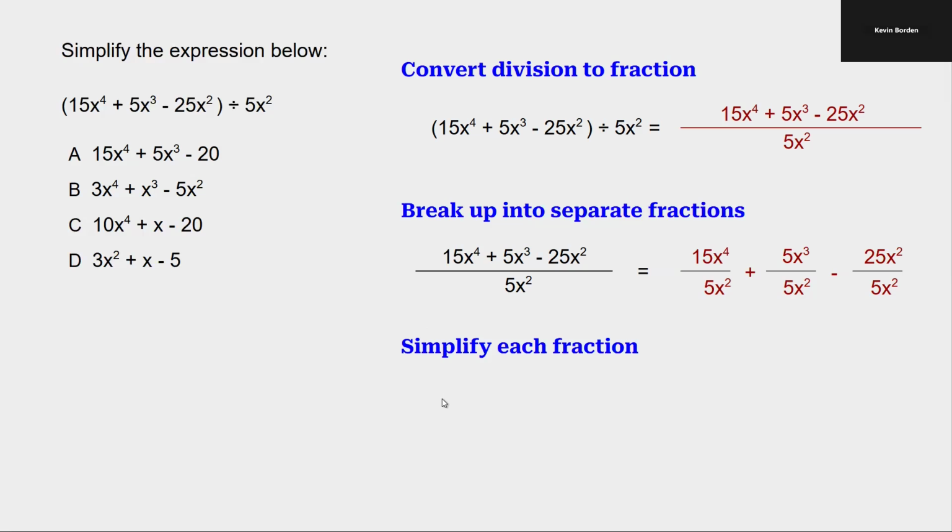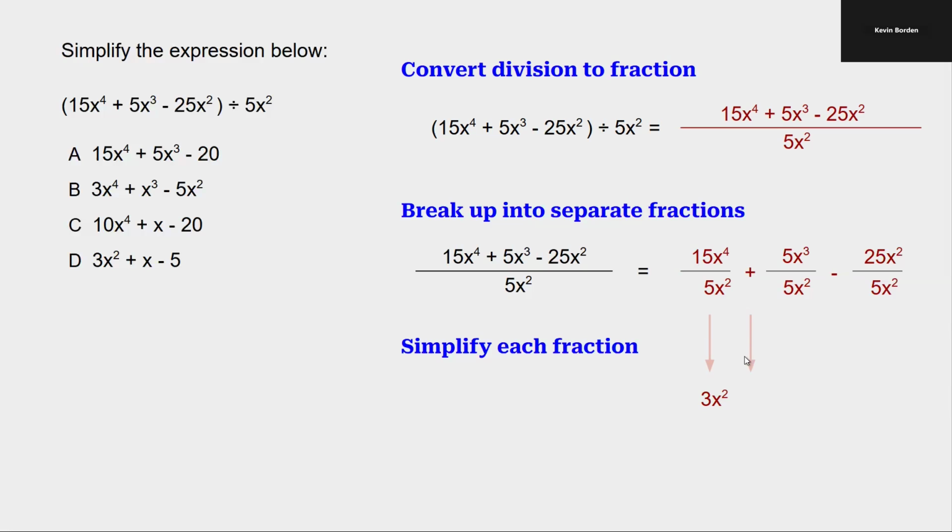Now we just have to simplify each fraction. And just as a reminder, we're going to do that by dividing the coefficients. In this case, for our first fraction, 15 divided by 5. And then we're going to divide our variables, remembering that we subtract the exponents. 15 divided by 5 is 3. X to the fourth divided by x squared is x squared because 4 minus 2 is 2.